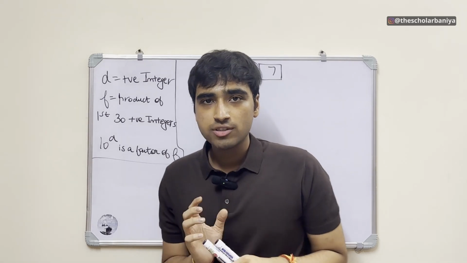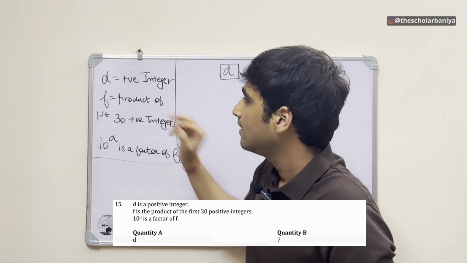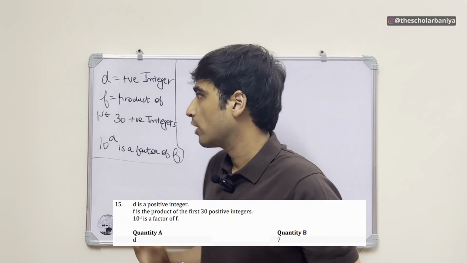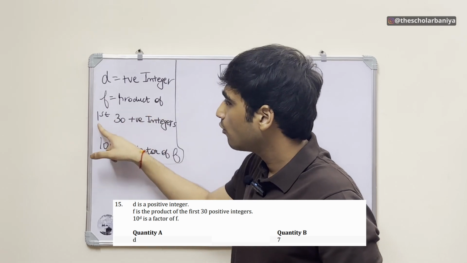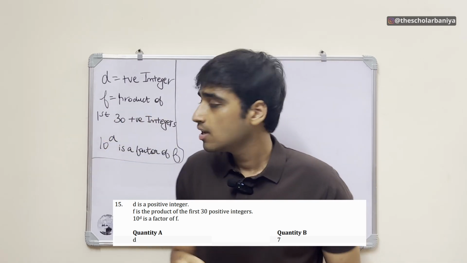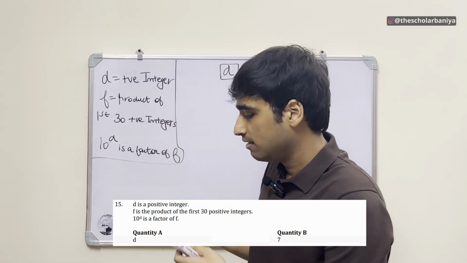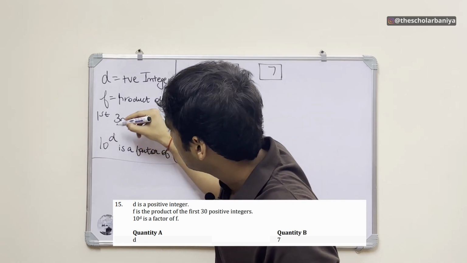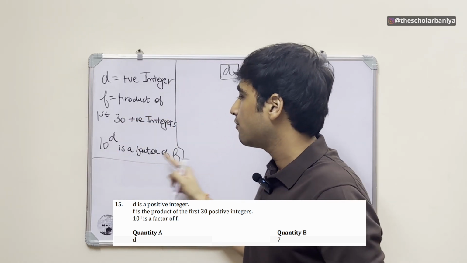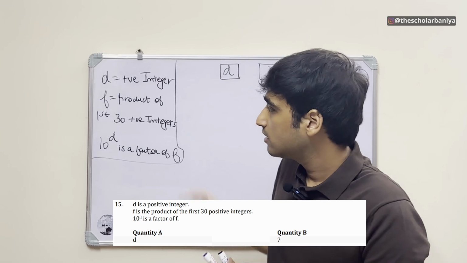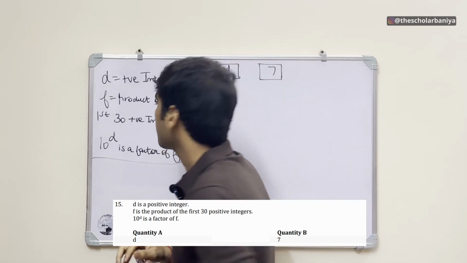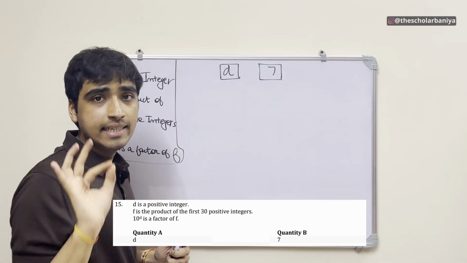So this is the next question that we have, guys. We are given that D is a positive integer. F is the product of the first 30 positive integers, and 10 to the power D is a factor of F. So these three things have been given to us in the question, and we have to compare D and 7.